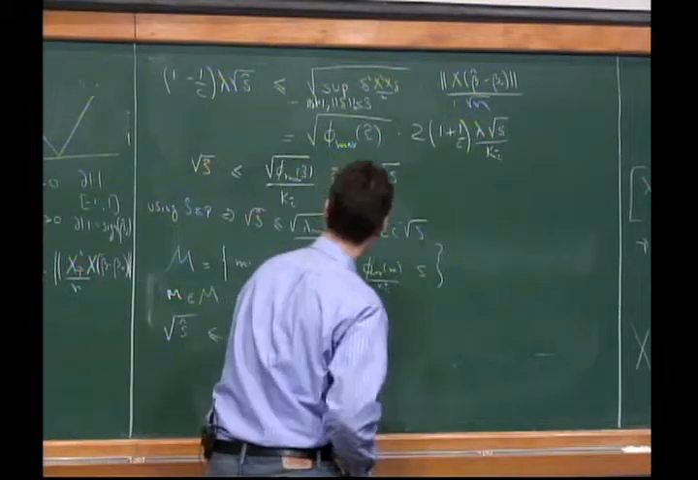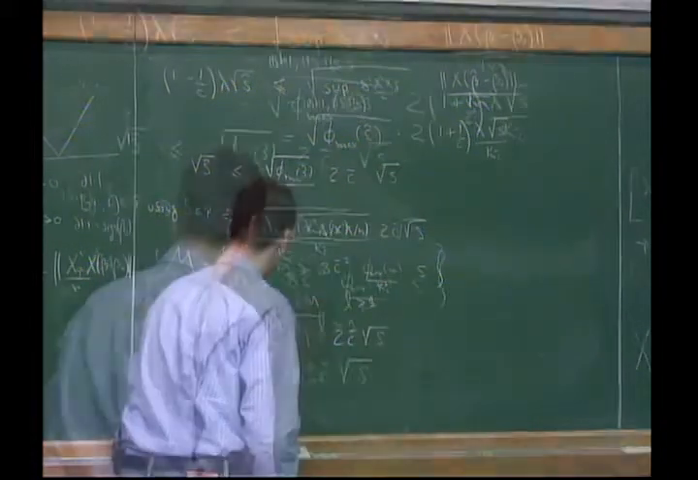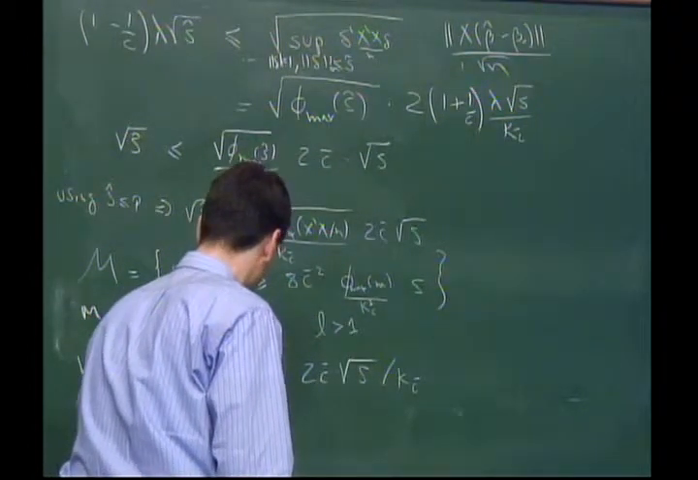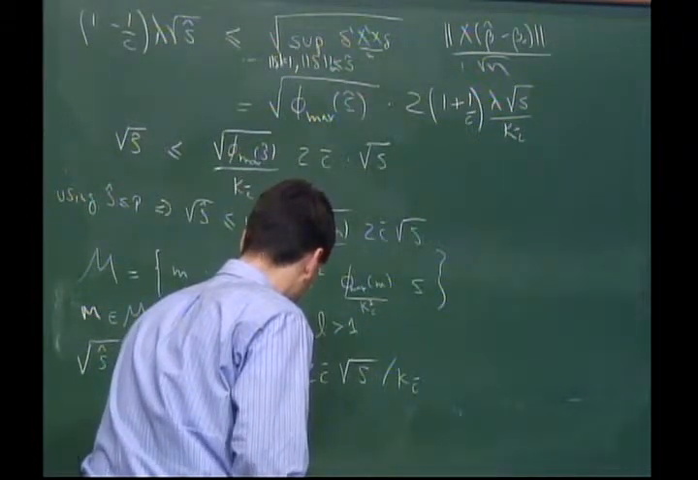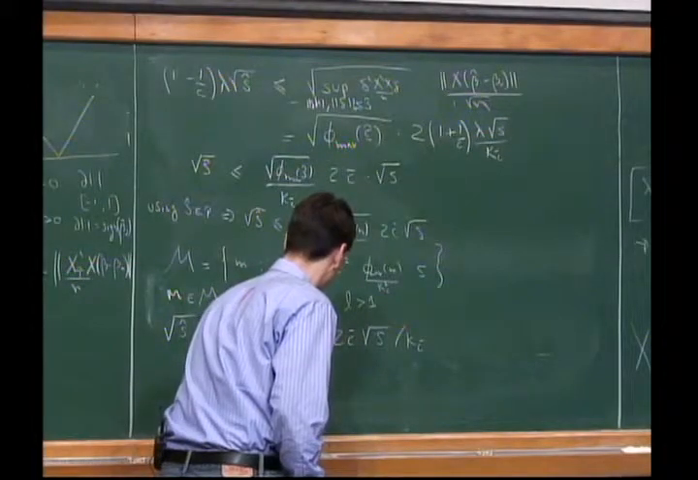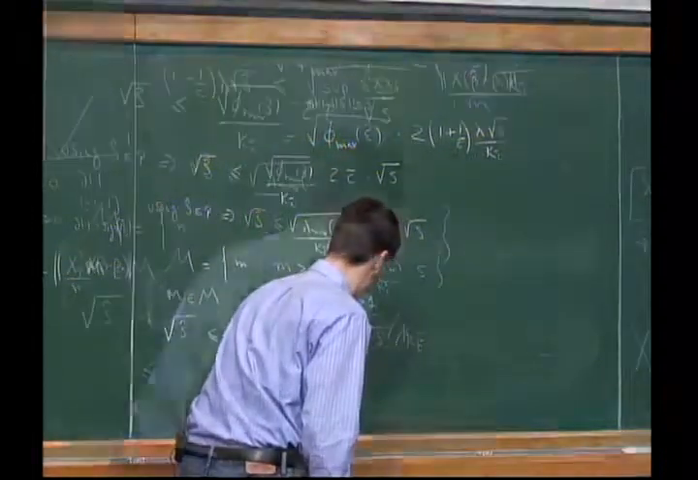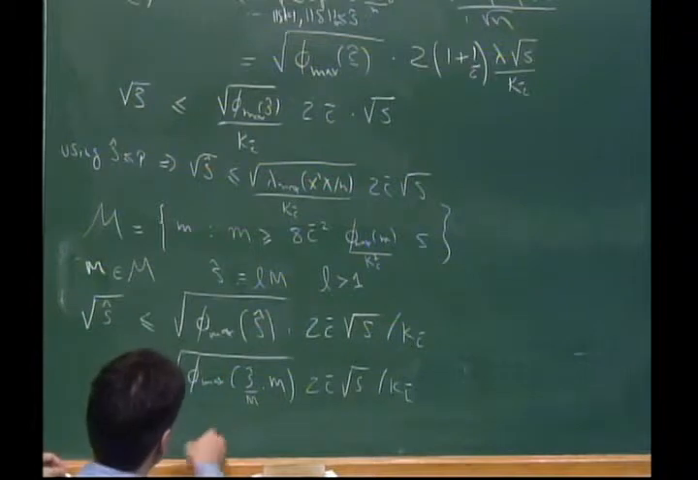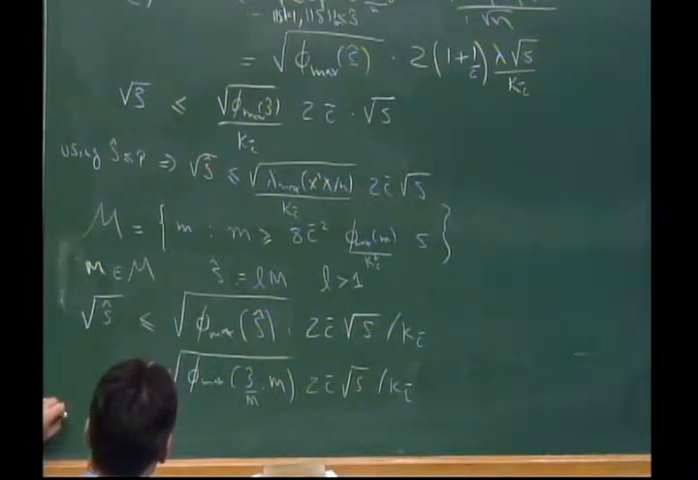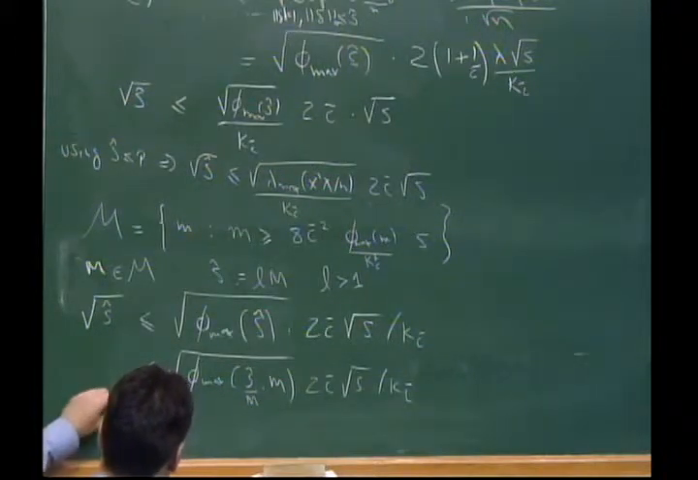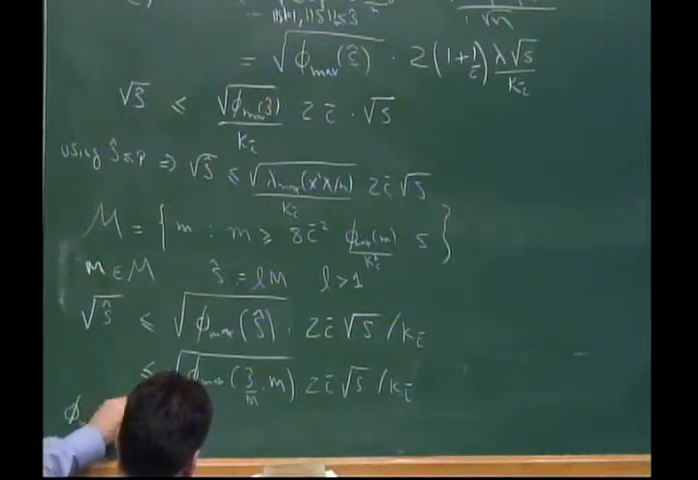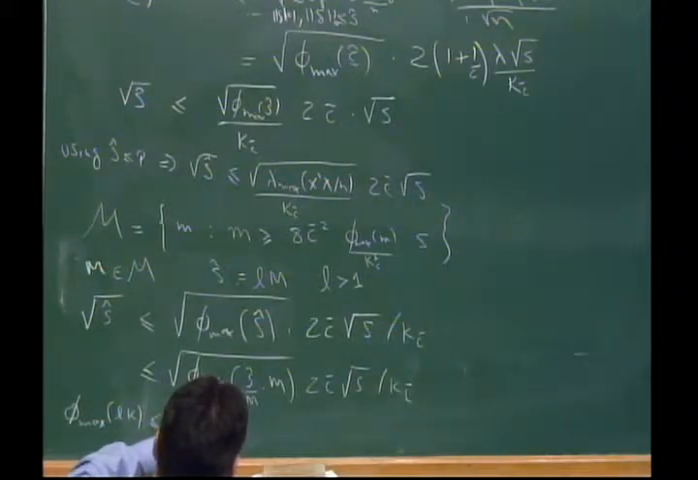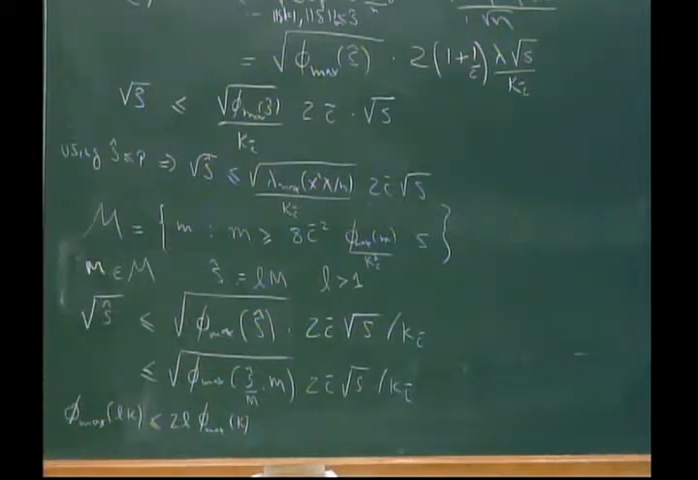So we have S hat here, and then we have 2 C bar square root S over kappa C bar. Now, this is phi max of S hat over M times M, times 2 C bar square root S over kappa C bar, just multiplying both sides. And now I'm going to use the fact that this is bigger than 1, so phi max of LK is less equal than 2 L phi max of K, by subadditivity of the maximum sparse eigenvalue.